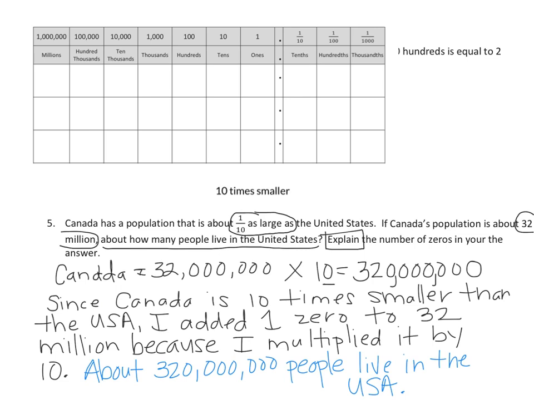And the reason why I used the word about is because that was in the actual question. It wasn't the precise number of people. It's about 320 million people that live in the United States compared to Canada. All right. So remember, word problems not only shows our work, explain our thinking, but we also have our answer written out as a sentence or a statement.